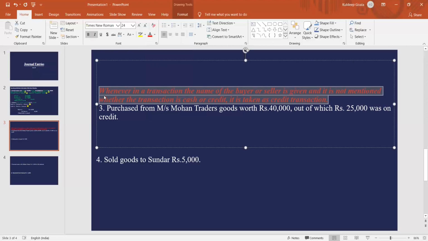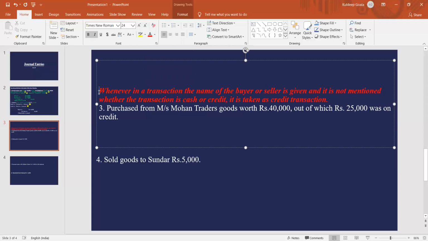Okay, just make a note of that. So what are we able to see here in this particular transaction? The name of the seller is given, that is Mohan Traders. He is a seller, he is selling to us, and his name is given. It is not mentioned exactly whether it is cash or credit, so it will be taken as credit, but later in the second part it is mentioned that 25,000 is credit, so we will take only 25,000 as credit.